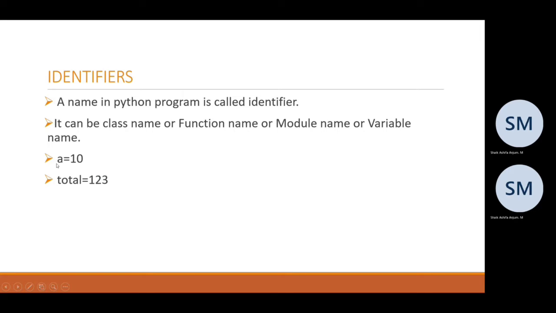This a is also called an identifier because the name of the variable is a. Similarly, here total = 123. The name of the variable is total, so total is also an identifier.